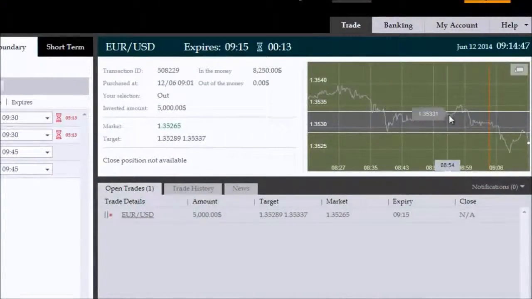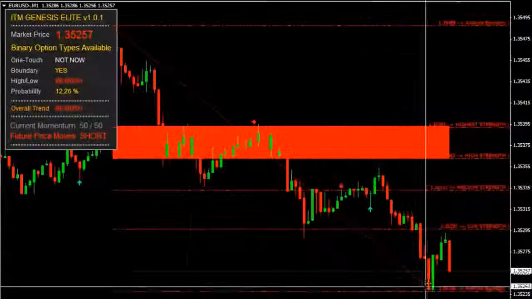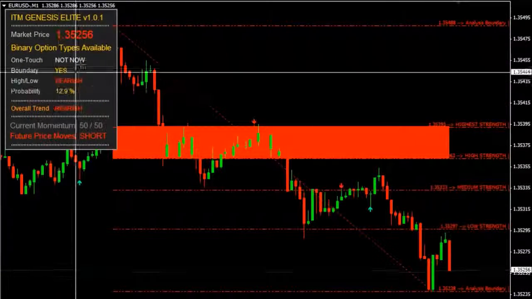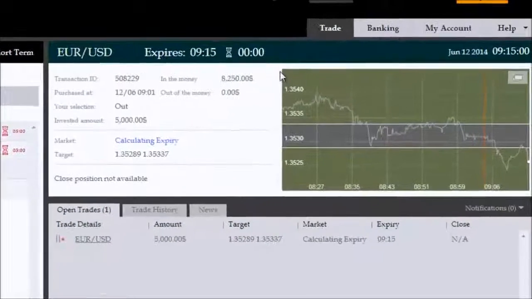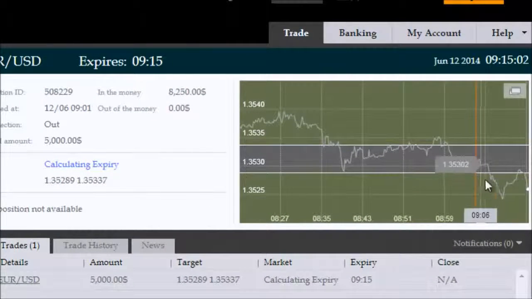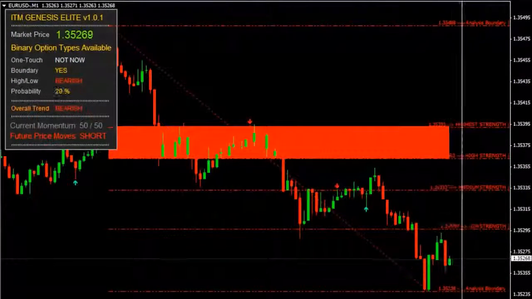Okay, we're back with roughly 14 odd seconds remaining in this trade. As you can see, price exited the boundary as suggested by ITM Genesis Elite earlier. There was a very high probability of price not staying in that boundary. Secondly, notice the retracement up to the boundary and subsequent aggressive bounce again off the boundary down to the short side. The probabilities that you see in ITM Genesis Elite exhibit these few things.